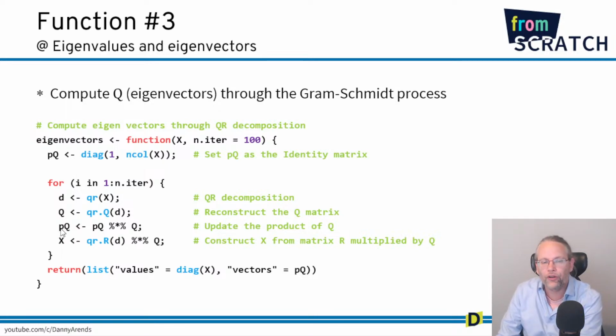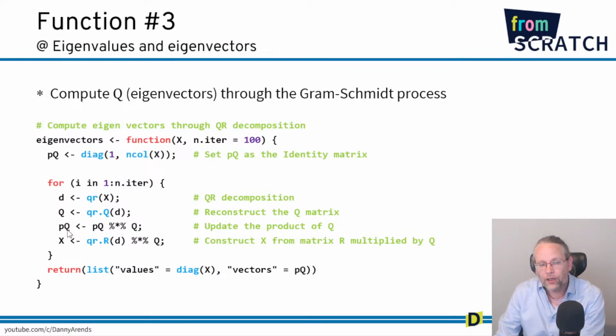So we have Q. And then what are we going to do? Well, we're now going to reconstruct what is left of X. We take the R matrix of the original QR decomposition and multiply it by the Q that we also decomposed, right? So it's basically nothing more than multiplying the two decompositions together to reconstruct our X matrix. And then we're going to do this again. So the only things that are really changing are the X and the PQ.